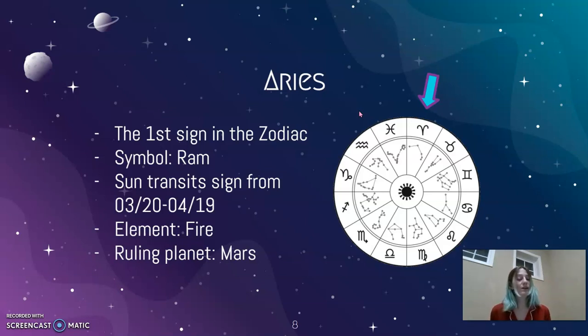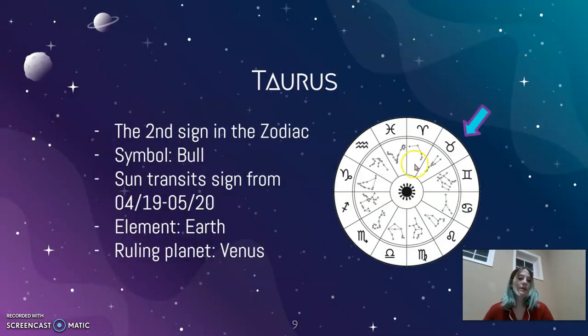The sun transits the sign from March 20th to April 19th. The element is fire and the ruling planet is Mars. I'm just getting the basics down. I'm not going into what Aries means or what Aries do. So, next is Taurus. It's the second sign in the zodiac.